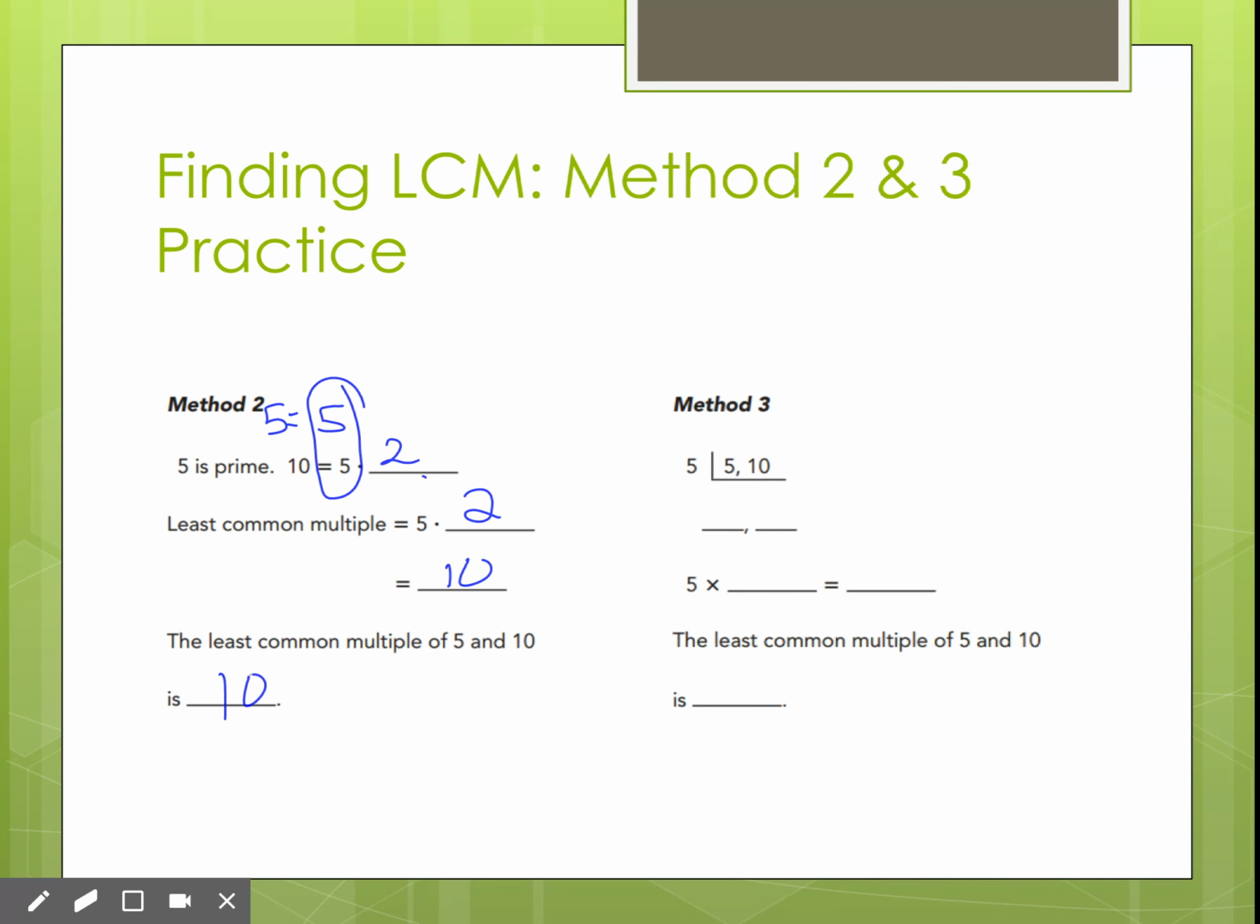Or we could do the repeated division. 10 and 5 can both be divided by 5. 5 divided by 5 is 1. 10 divided by 5 is 2. We'd never have to include a 1 in the multiplication because when we multiply by 1, nothing changes. So again, 5 times 2 is 10. The least common multiple is 10.